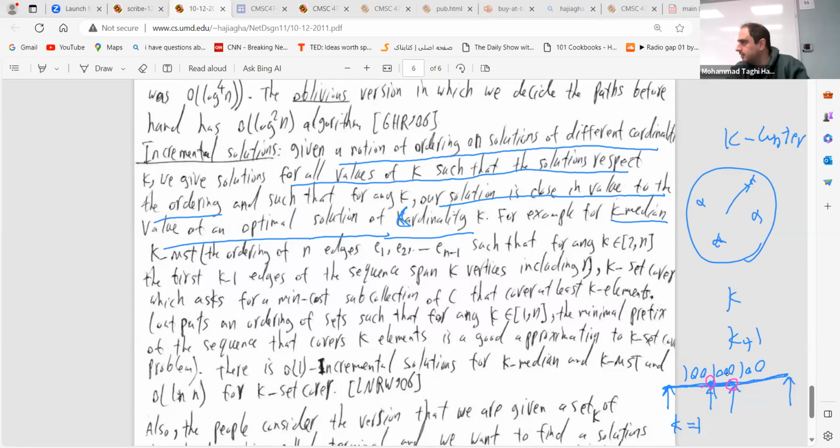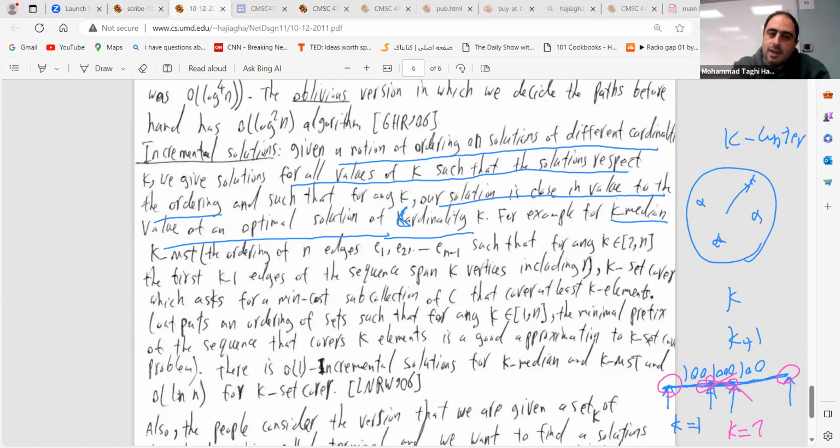In both cases you need to pay this 1,000. However, if k becomes equal to 2, then you are essentially opening one of these centers, say this one and this one, and none of these two. And then you don't pay this 1,000 anymore. Good. So the solution for k and k plus 1 can be completely different.